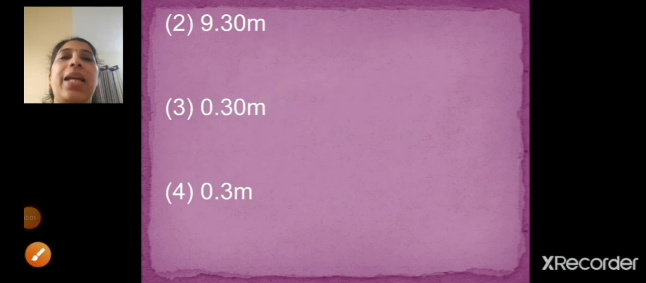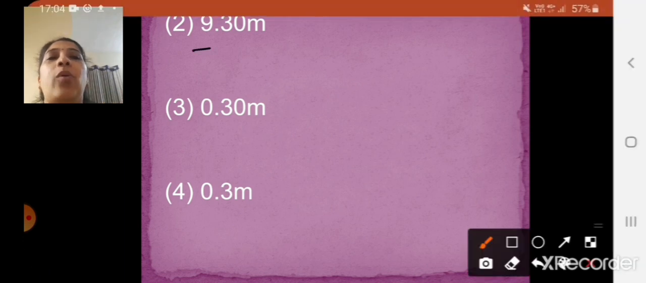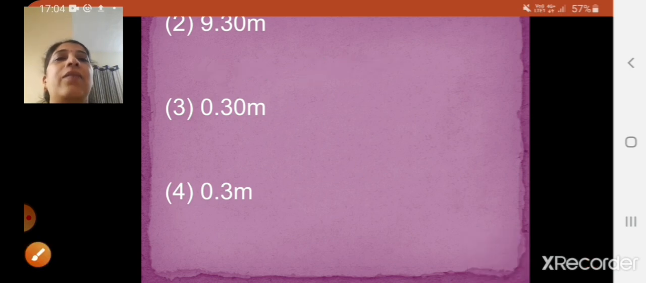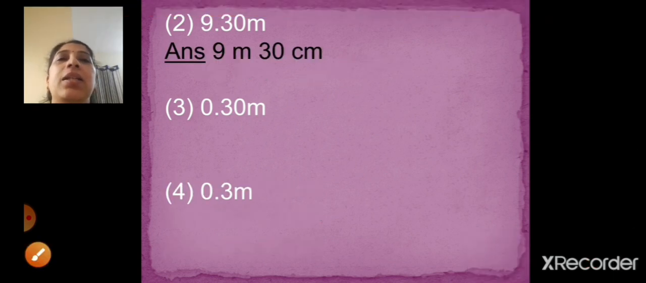The second one is 9.30 meter. So how will you write it? As I told you, before the decimal point it will be meter, so you will write 9 meter. And after the decimal point, what is there? 30. So you will write it as 30 centimeter. So your answer will be 9 meter 30 centimeter.